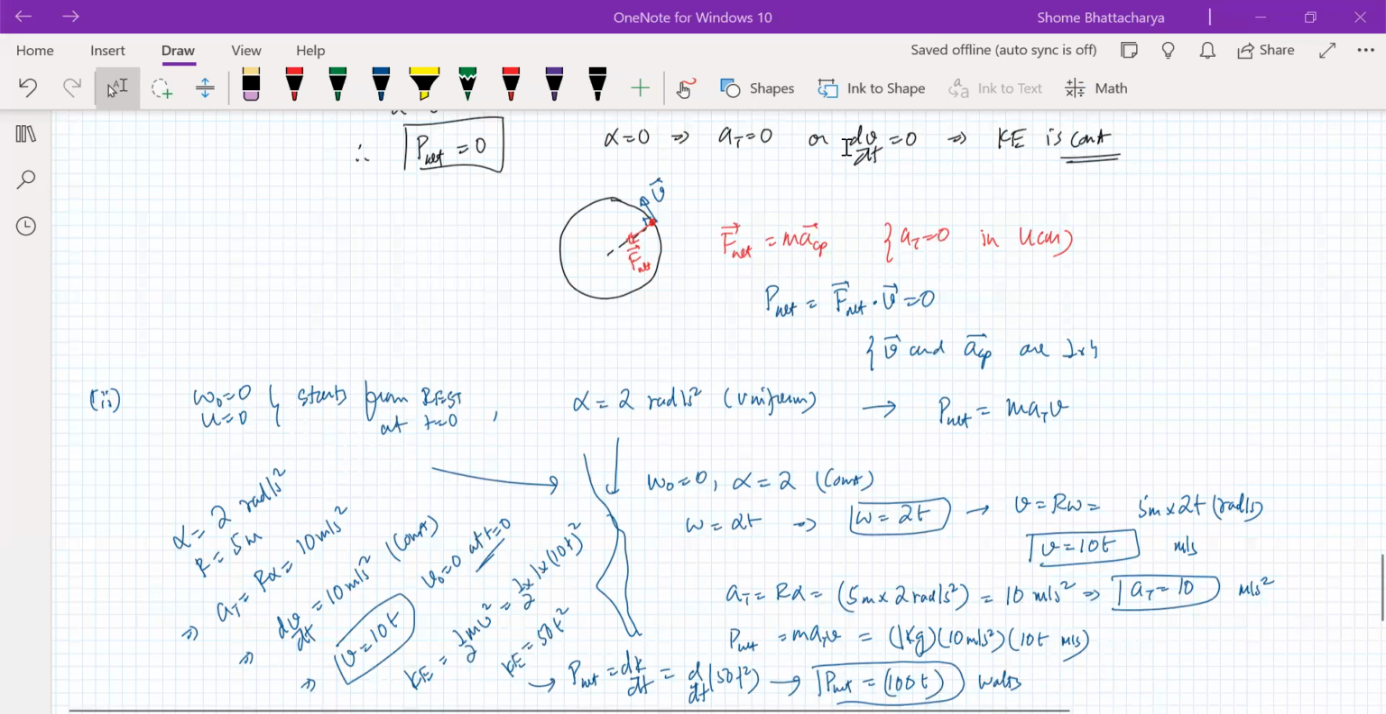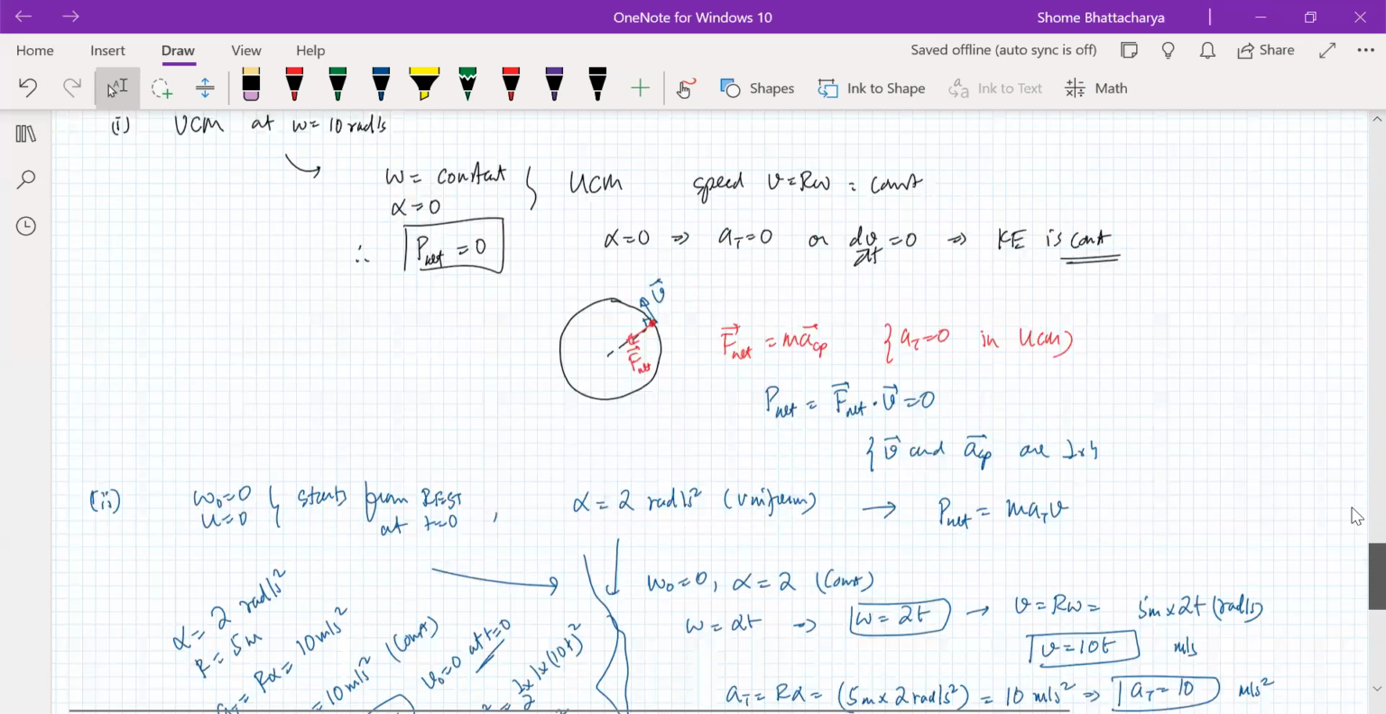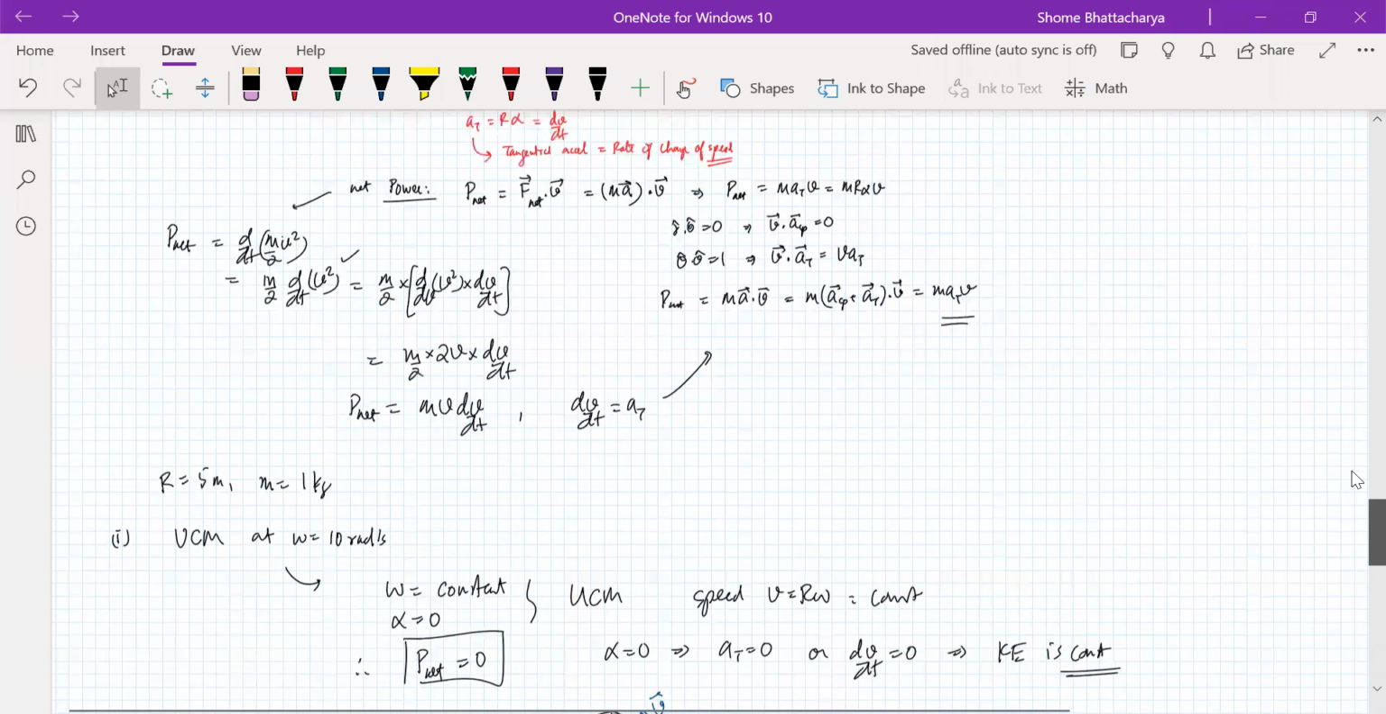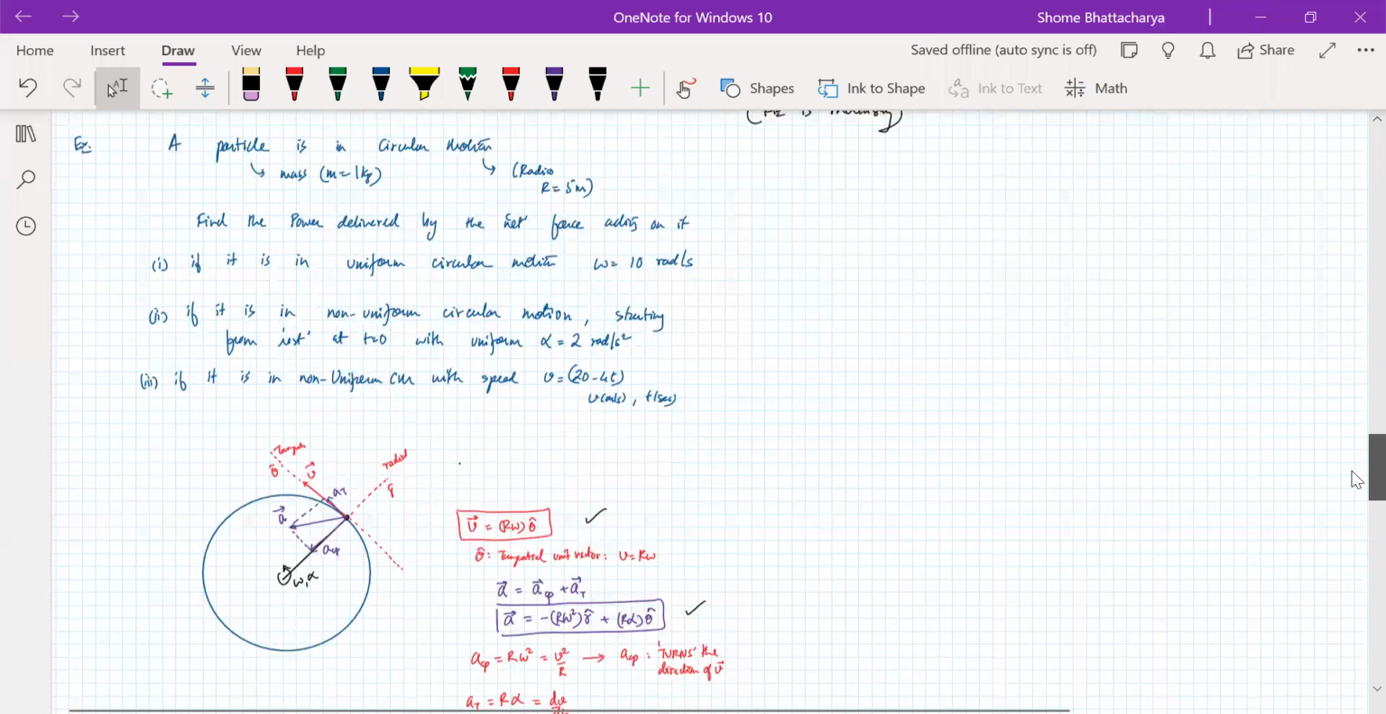Okay, so write this part down. Yes, sir. Done. Okay, so I'm taking you to the third part of the question. Just try this out yourself. Same mass and radius of the circular path. Radius is 5 meters, mass is 1 kg. But now the particle is moving with a non-uniform speed of 20 minus 4t as a function of time.